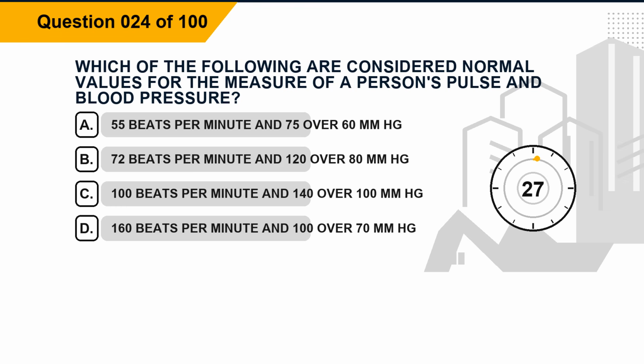Question 24. Which of the following are considered normal values for the measure of a person's pulse and blood pressure? Option A, 55 beats per minute and 75/60 mm Hg.